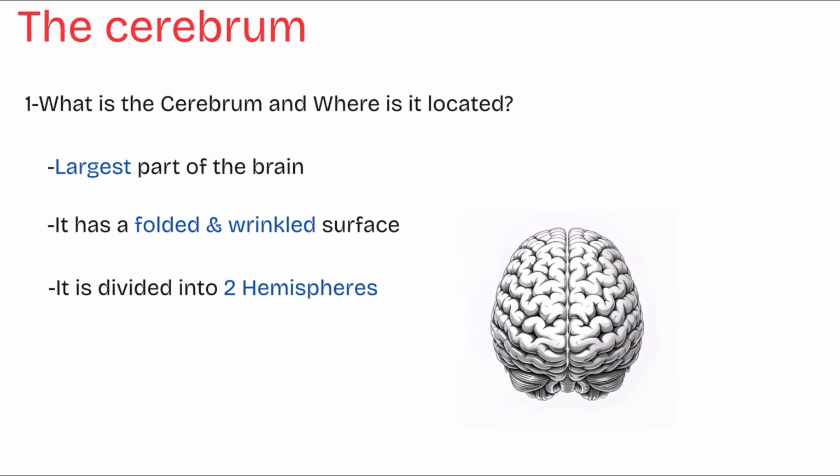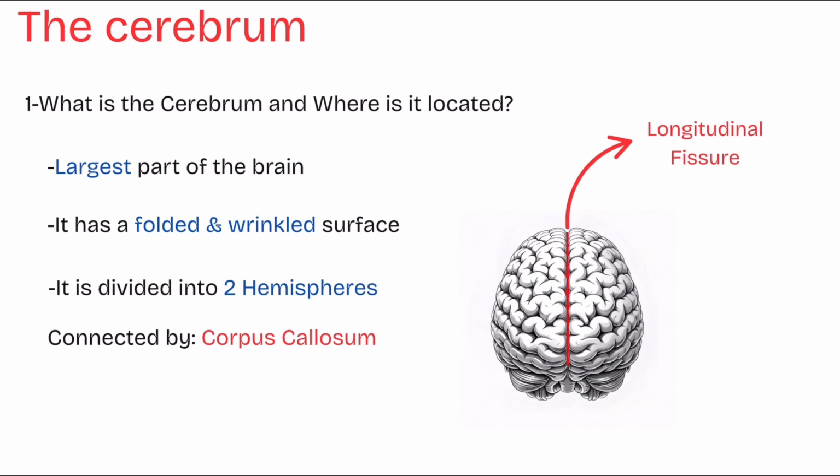size of the skull. The cerebrum is divided into two hemispheres, the left and the right, by a deep groove called the longitudinal fissure. Although they are divided, they are not separated. They are connected by the corpus callosum, which are bundles of nerves deep in the longitudinal fissure.